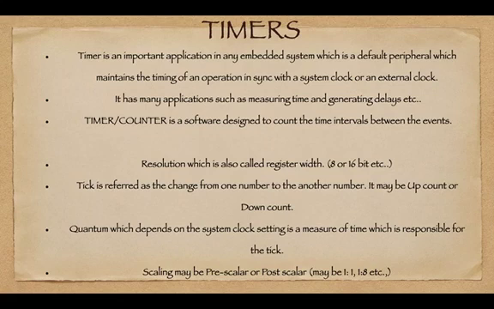A timer counter is software designed to count the time intervals between events. Resolution, which is also called register width, is 8 or 16 bit, etc. A tick is referred to as the change from one number to another number. It may be up count or down count. Quantum, which depends on the system clock setting, is a measure of time which is responsible for the tick.